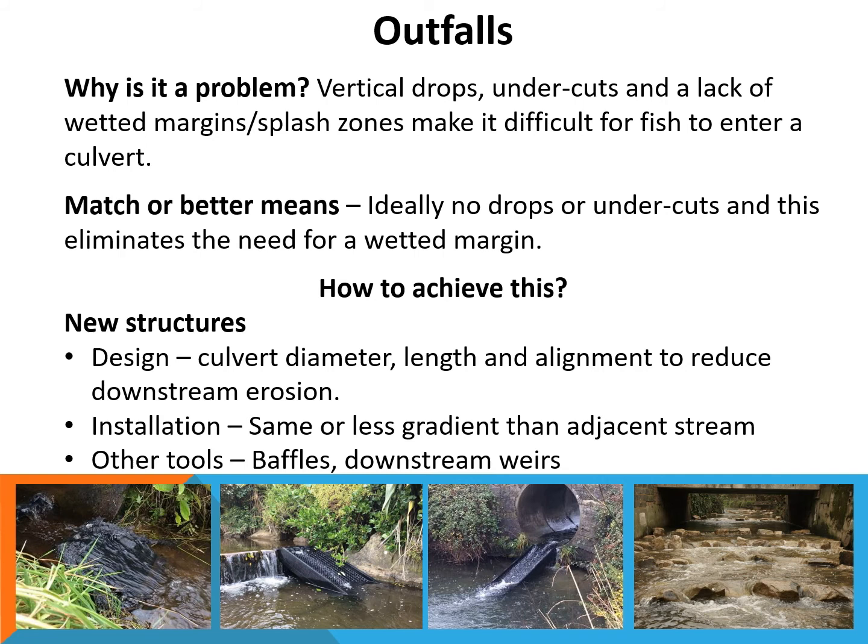The photo on the bottom right gives you an example of where a series of downstream weirs have been put in to help backwater that box culvert.